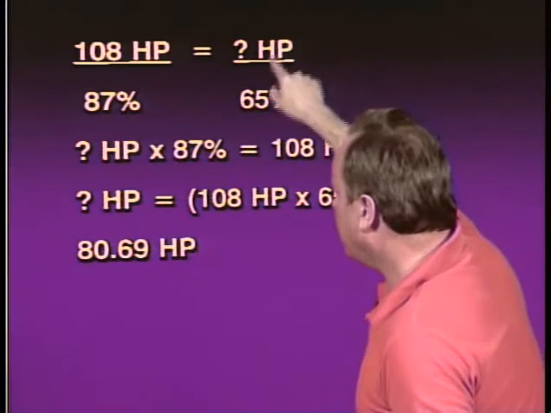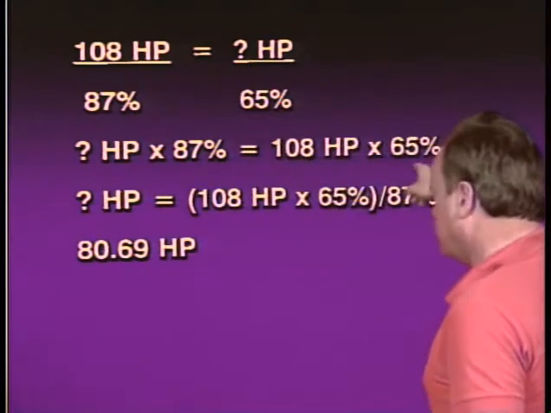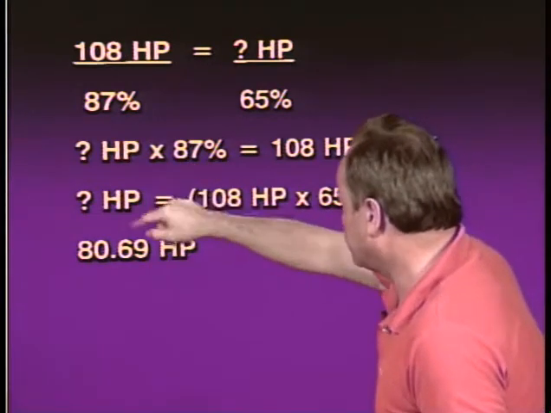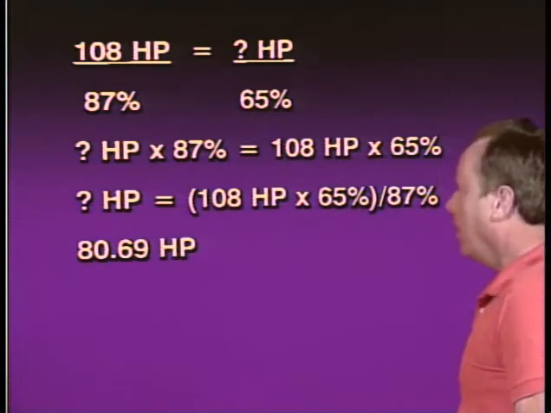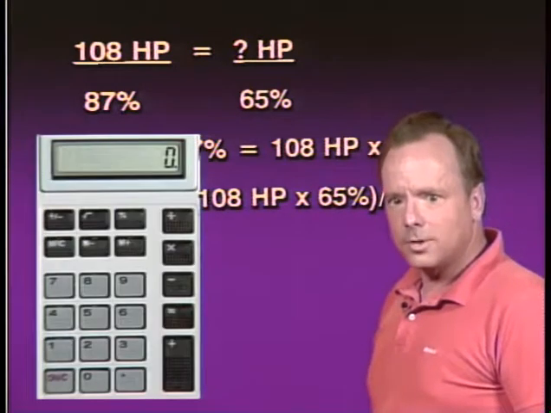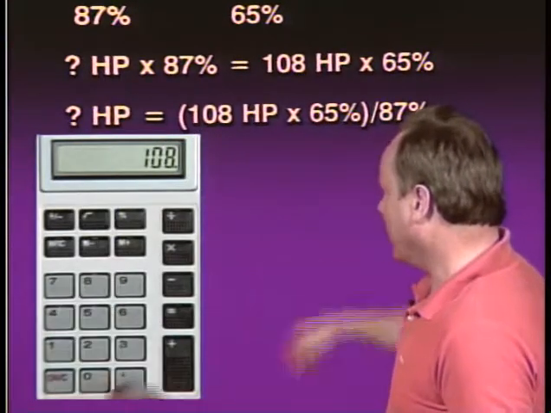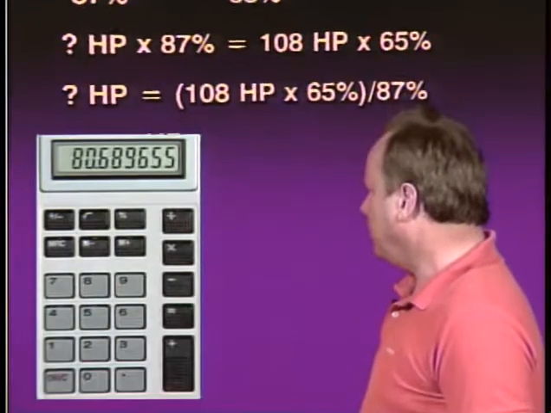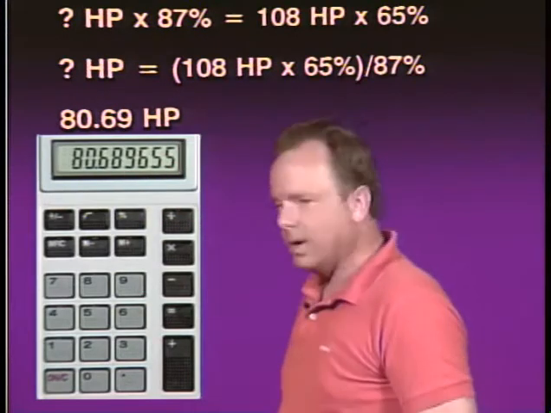We cross multiply. Percent horsepower times 87% equals 108 horsepower times 65%. Now we divide each side by 87%. Percent horsepower equals 108 horsepower times 65% divided by 87%. All we have to do is use the electronic calculator, so let's do that. We'll multiply the 108 times 65 divided by 87, and you get 80.689, we'll call it 69 horsepower. So those are the kinds of questions they're going to ask you about percentages.